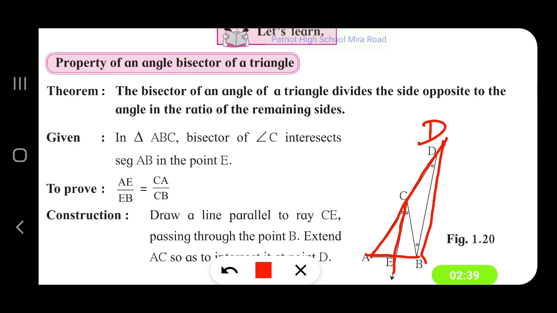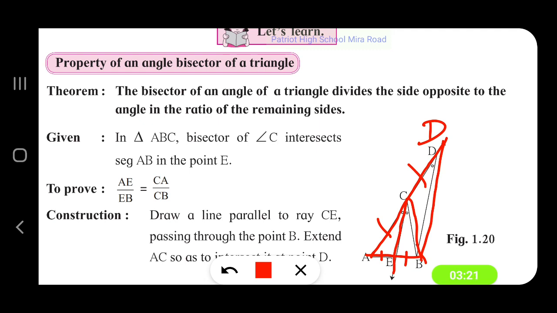So in a triangle, if a line is parallel to a side, then we can make use of the property of the basic proportionality theorem. So here we know that EC being parallel to BD, AE upon EB is equal to AC upon CD. This we know. But what we don't know is whether CD is equal to CB. Is CD equal to CB? We shall try to find out if we can prove it.